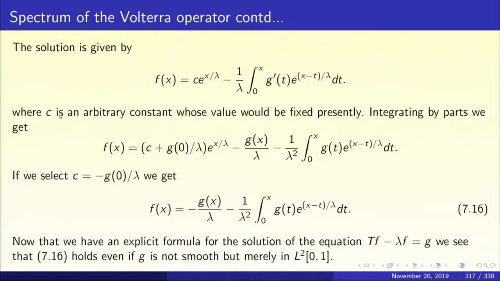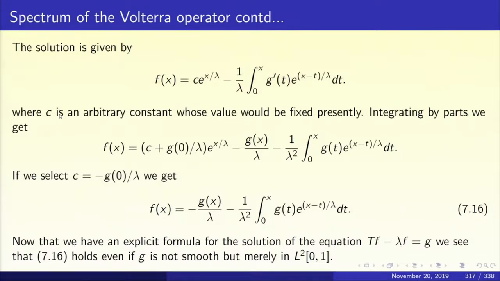What is the formula we obtained? We obtained the formula 7.16, but we obtained this formula 7.16 under the stipulation that G was differentiable. So the derivation of the formula 7.16 is valid only when G is smooth, but now we must prove that it is valid even when G is only in L2.